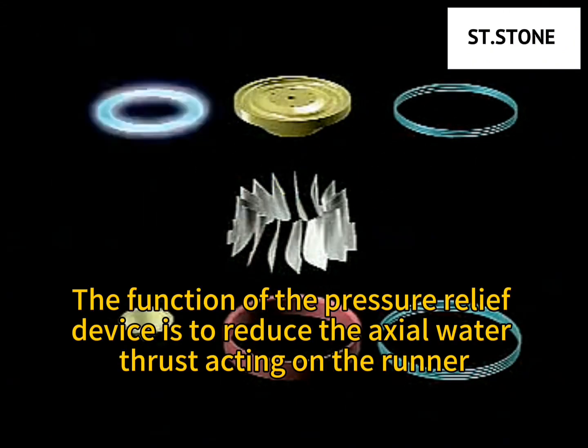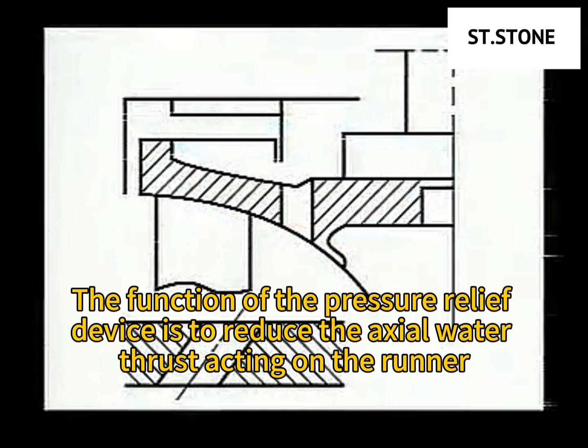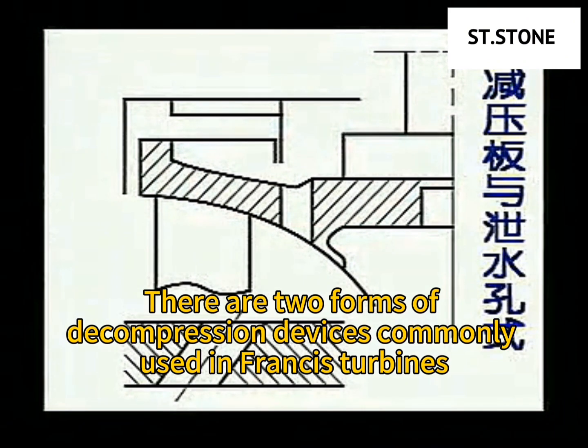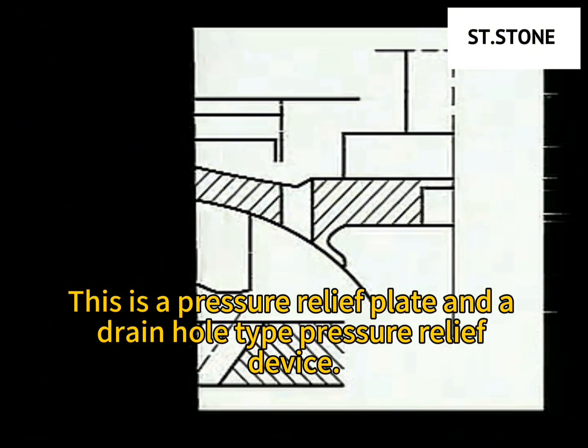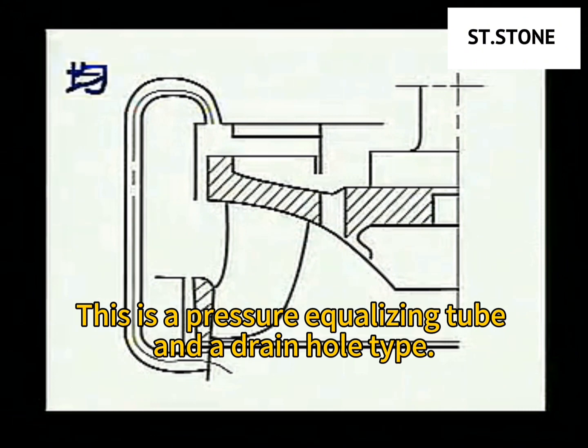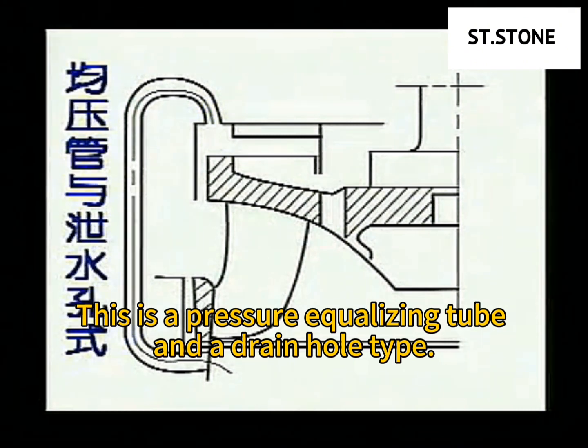The function of the pressure relief device is to reduce the axial water thrust acting on the runner. There are 2 forms of decompression devices commonly used in Francis turbines. This is a pressure relief plate and a drain hole type pressure relief device. This is a pressure equalizing tube and a drain hole type.